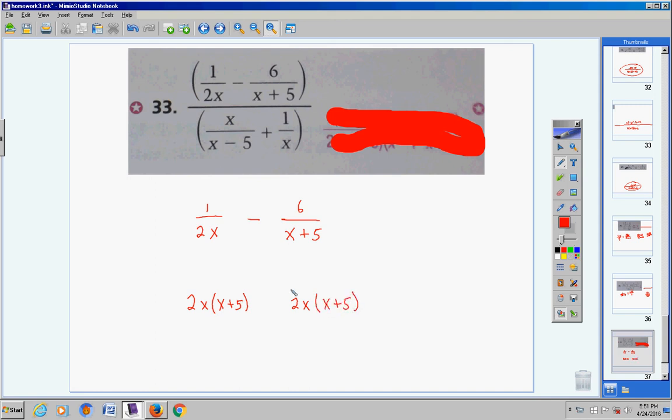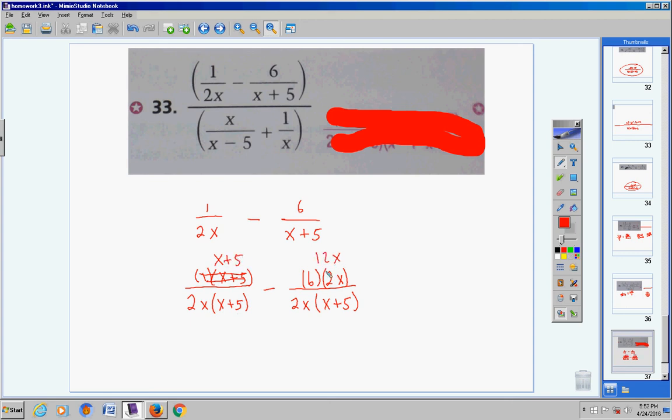Now, bring down your negative sign. What do I have extra here that I don't have here? Well, an x plus 5. So put an x plus 5 here to balance the fraction, and then bring down your 1. What do I have extra here that I don't have here? Well, a 2x. So put a 2x here to balance the fraction and bring down your numerator. And here we go. 1 times x plus 5 is just x plus 5. And then 6 times 2x is 12x.